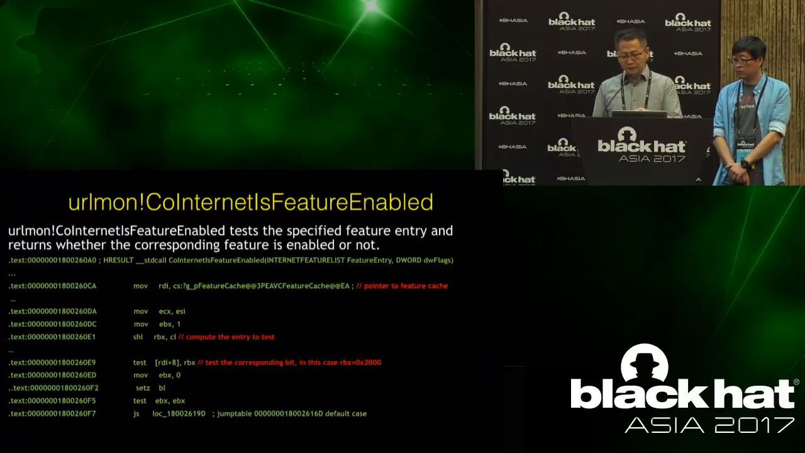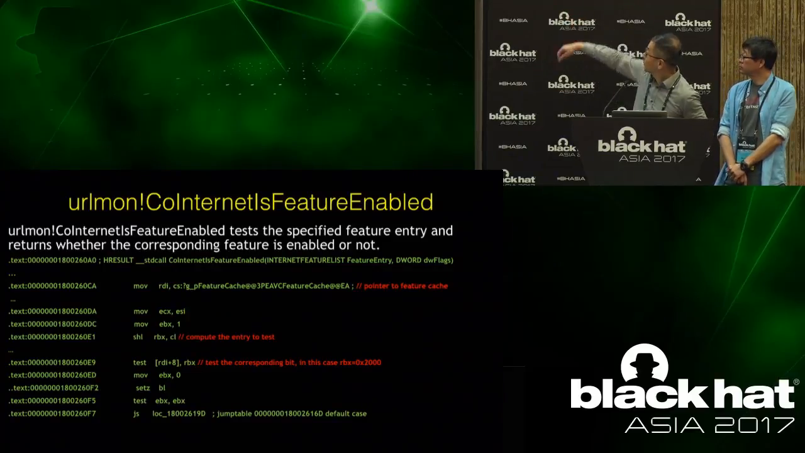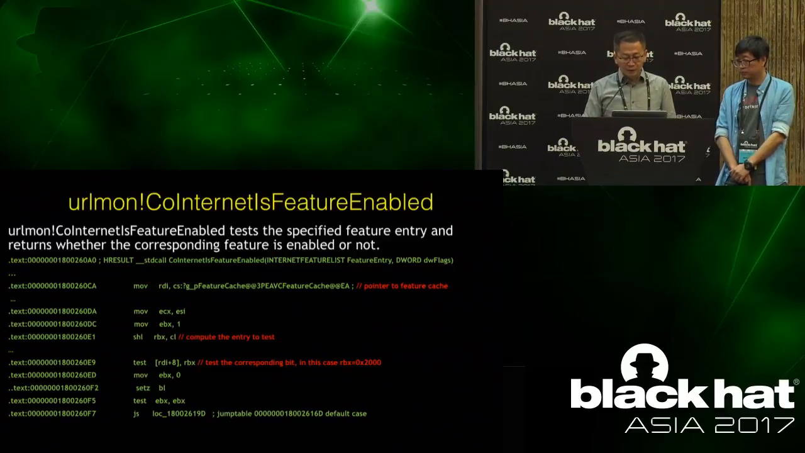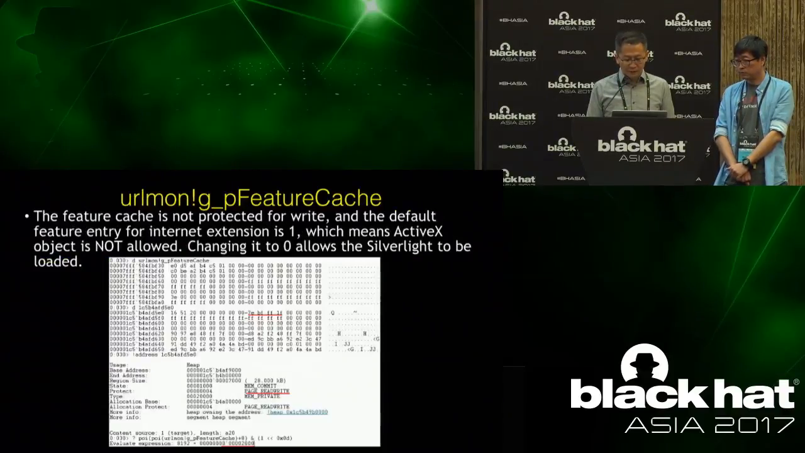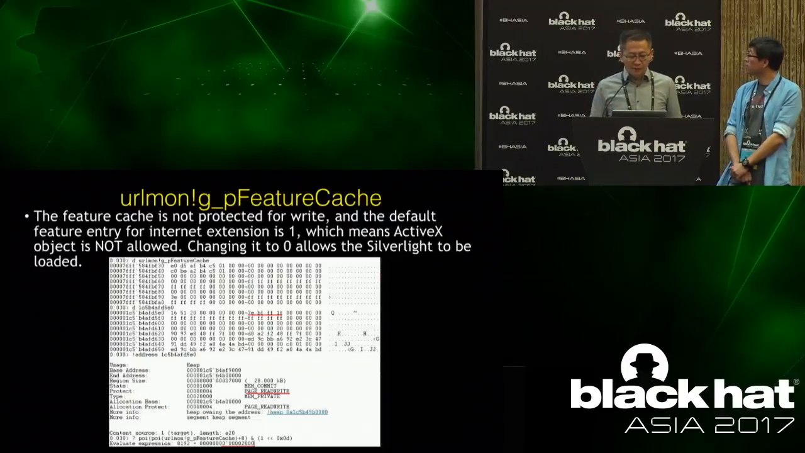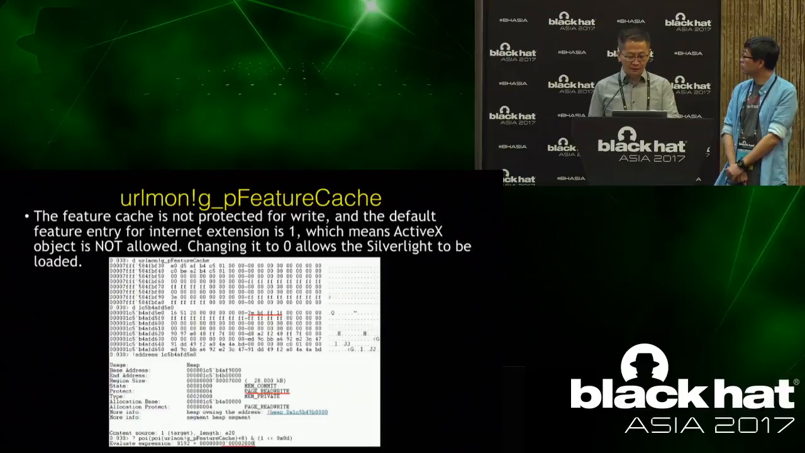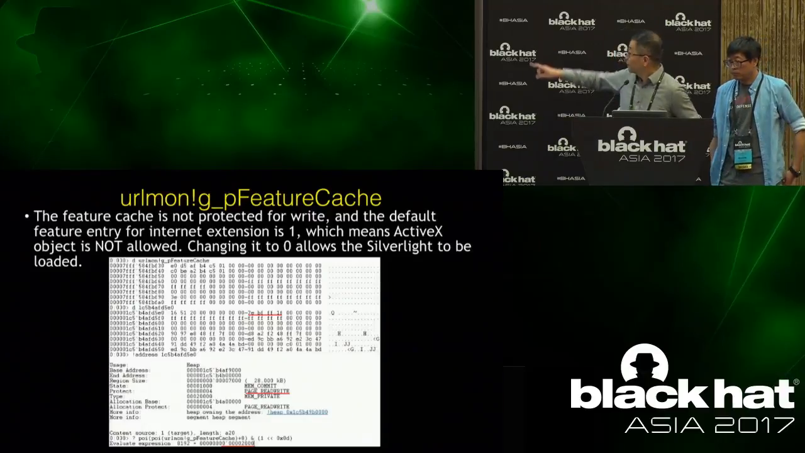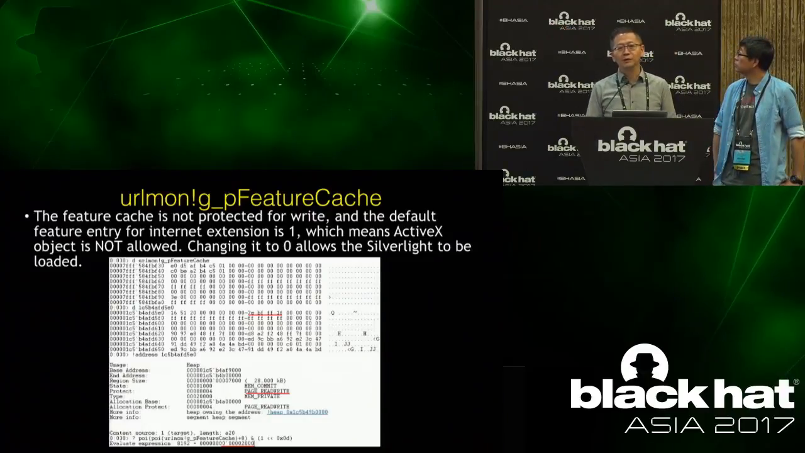This is the detail. First of all, the first portion points to that feature cache, and then we compute the entry we want to test. In this case, it's the 14th entry, 0D in binary, and then we see what the value is for that particular cache. So we know where that feature cache is, here's the address of it, and we know it is the 14th entry. So that piece of memory that's marked is where we want to change it.